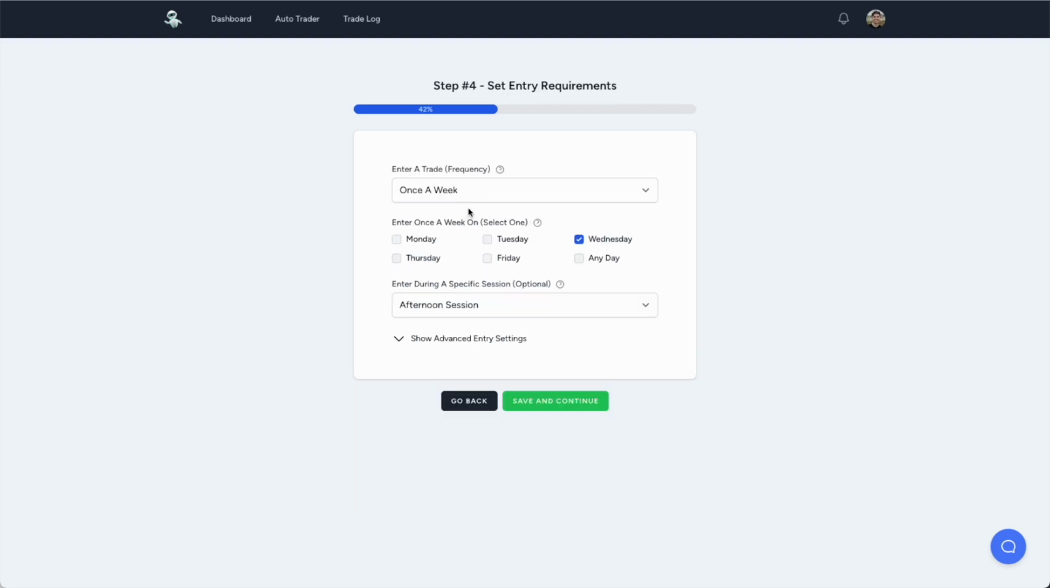Next, I specify how often I want to enter the trade. Right now, I am only entering once a week on Wednesday. So again, that's what I do here. If I want to enter multiple times a week or every other week or once a month, I can do that as well. And then again, I can set that all up here, which is how I trade it.